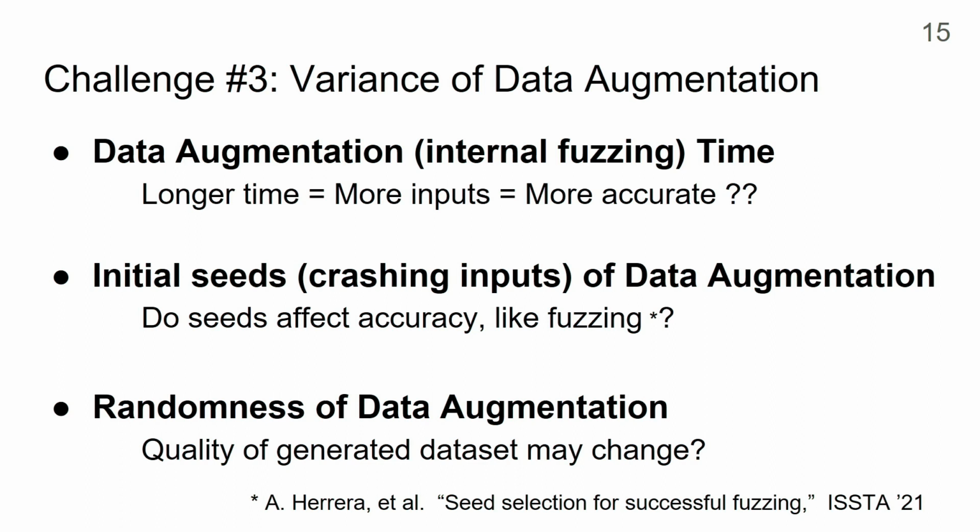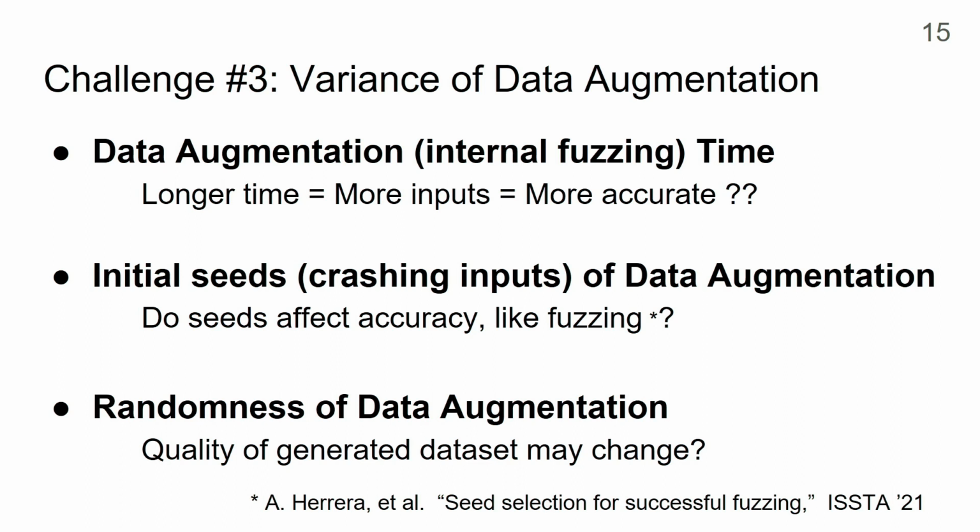The second factor is the initial seeds, the initial crashing input, which is also important, because in the field of fuzzing it is known that initial seeds can affect the performance of fuzzing significantly. So the evaluator has to care about the initial seed. But we believe that the existing evaluation does not care about this fact.